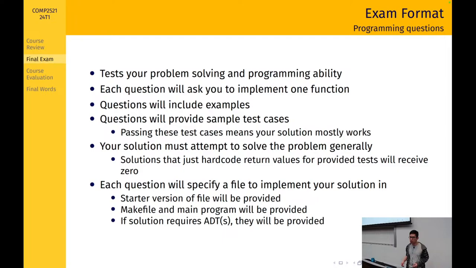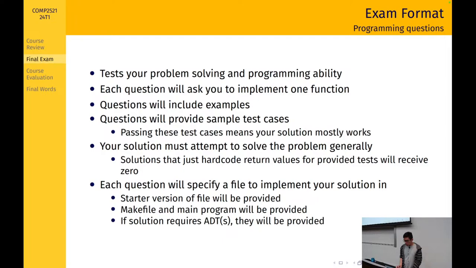Could there be questions where you have to do analysis on the complexity, where it's not really a coding question? So there could be time complexity analysis questions, yeah, where we give you some code and ask you to analyze it. Yep, that's possible.